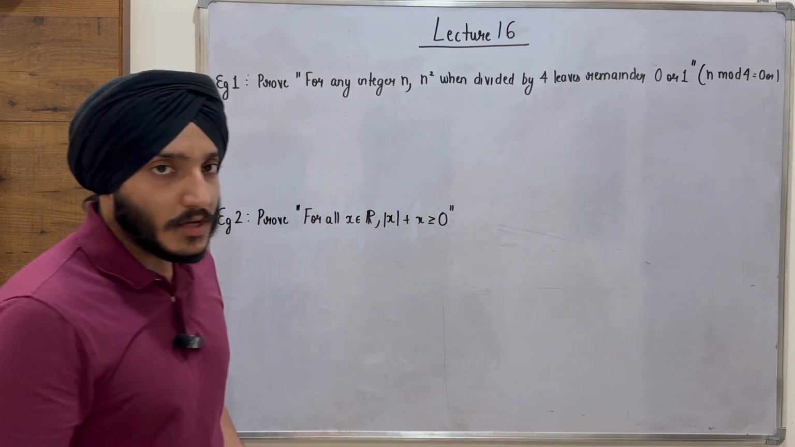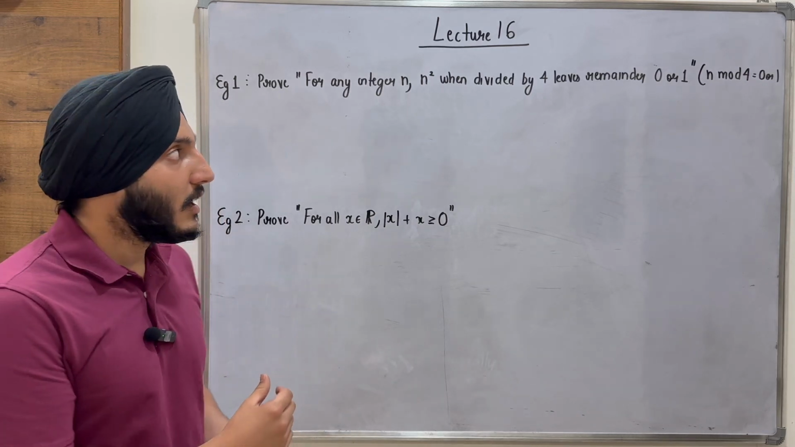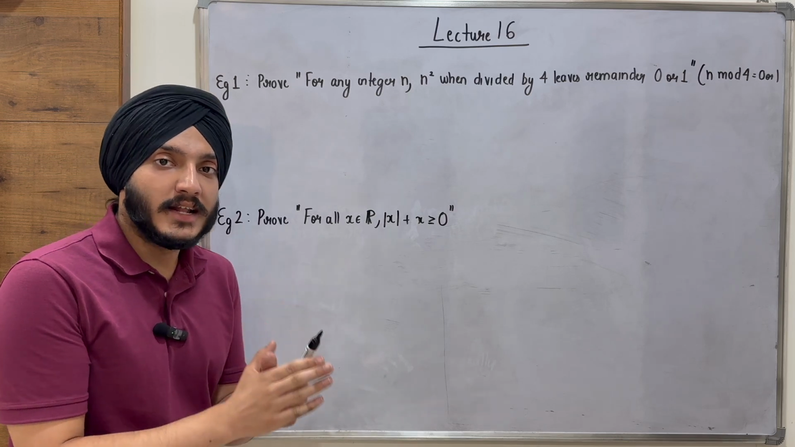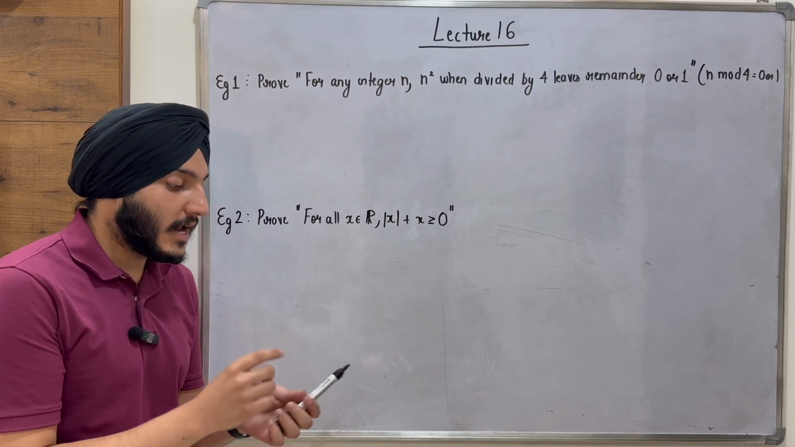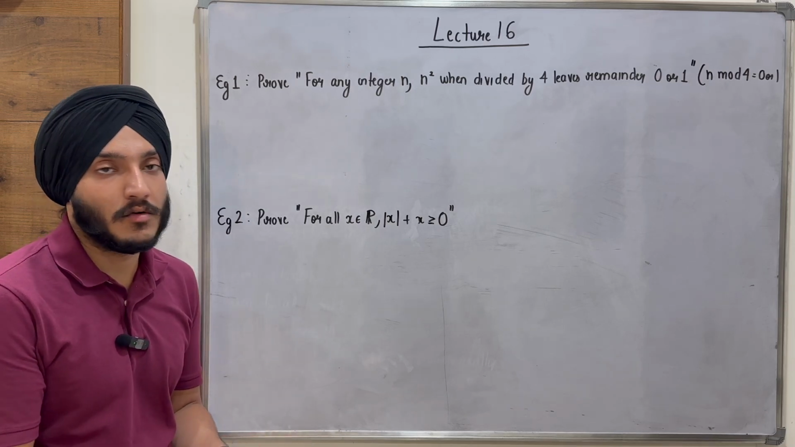So what is the basic point? I'm supposed to prove that for any integer n, when I square it and divide that square by 4, the number either results in a 0 or results in a 1, right? The remainder is 0 or 1.